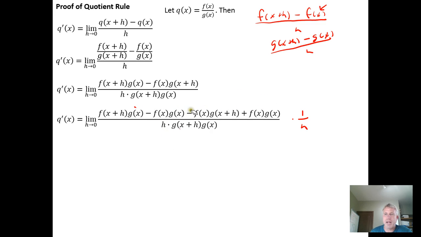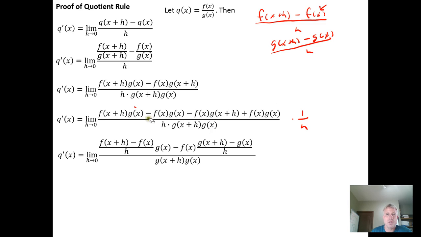The next move is factor. So factor that g of x off, which happened here, which leaves behind the difference between those two, the f of x plus h and the f of x. And then factor the f of x off here, which happened right there. And then take this 1 over h and distribute it into each of the two terms in the numerator, which will give us an h down in the denominator position.